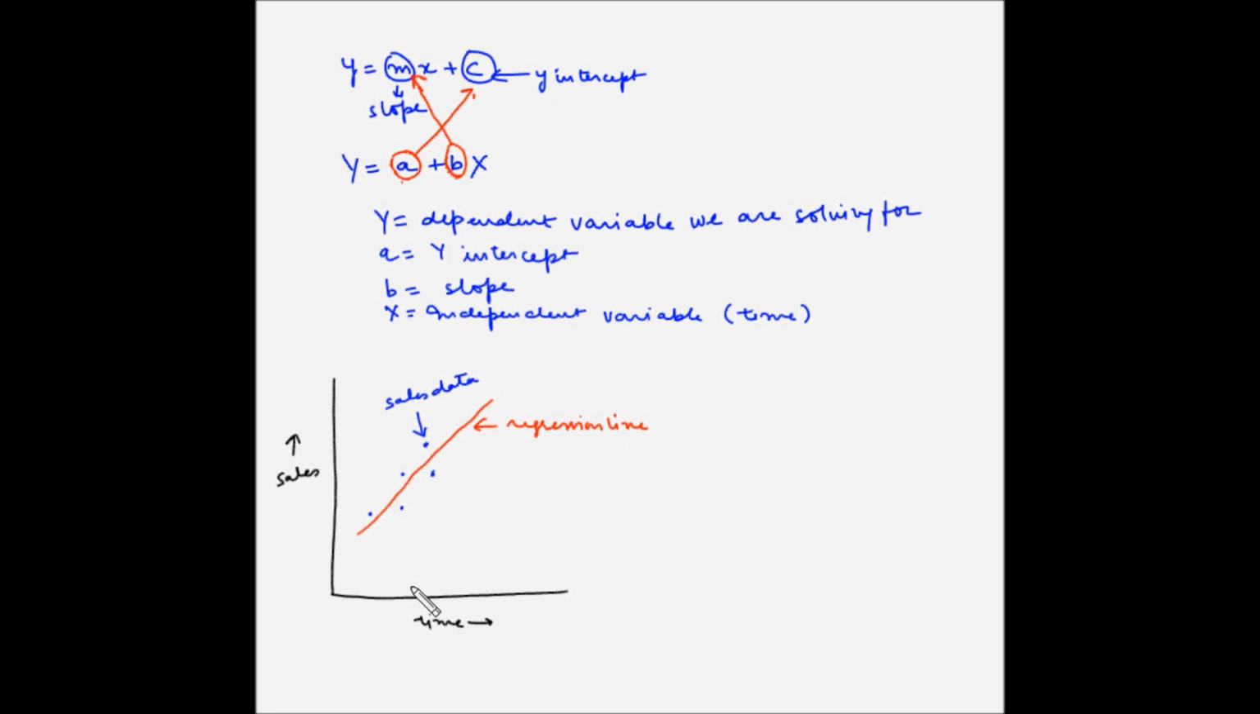Now corresponding to a value on the x-axis, we will have a corresponding point on this regression line in relation to this sales data. So let's say this is y, and here we will have y dash. So this distance is known as the deviation.